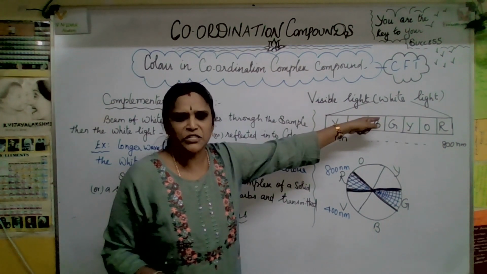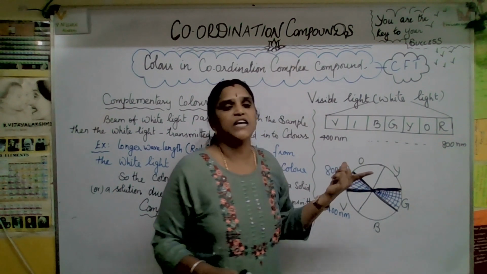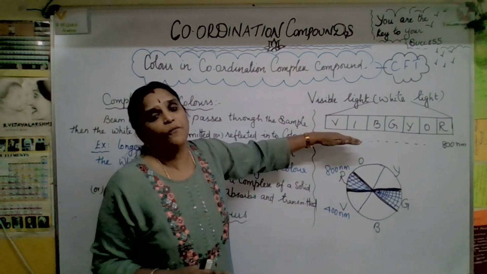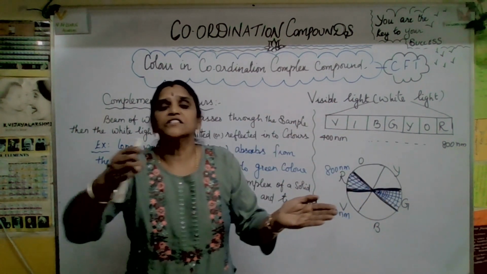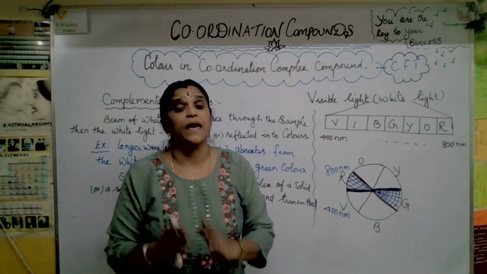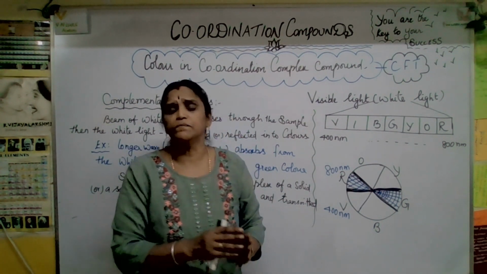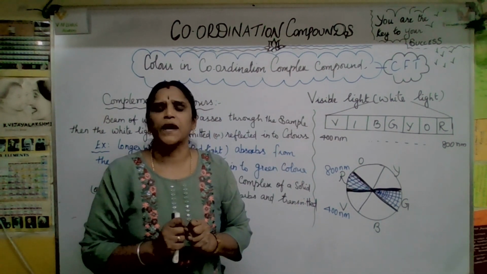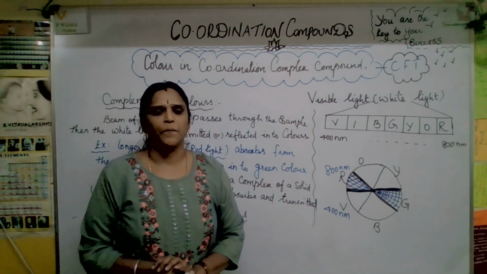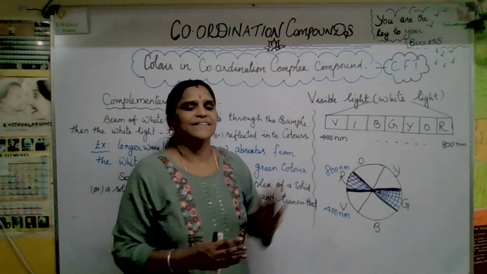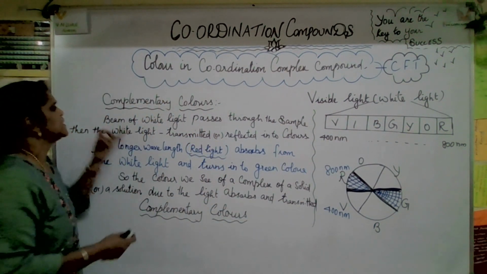Actually, white light passes through the prism and you get wonderful, beautiful colors, that is VIBGYOR. So from lower wavelength to higher wavelength, white light turns into different colors. In the same way, a coordination complex compound in solid state or in solution form absorbs the white light and shows a different color, depending upon the complex compound. That is explained by crystal field theory.